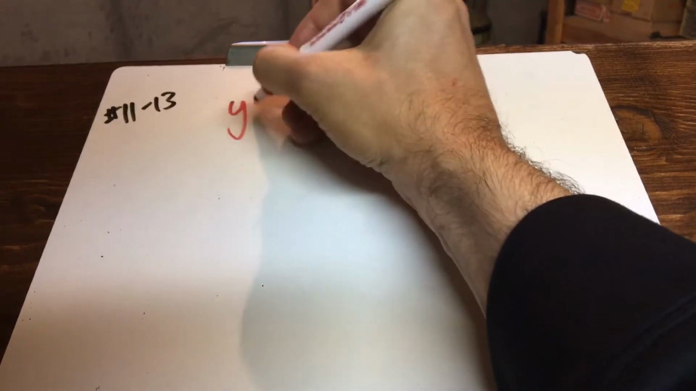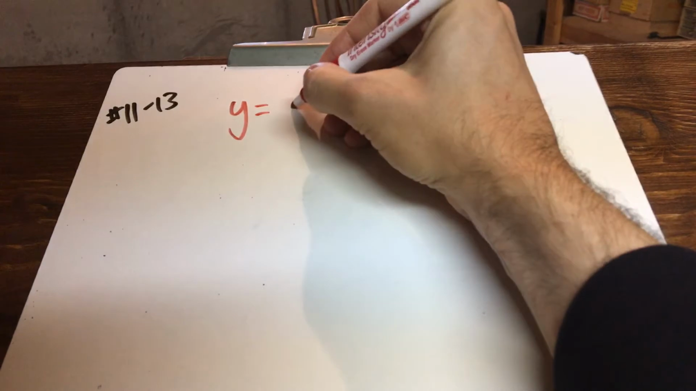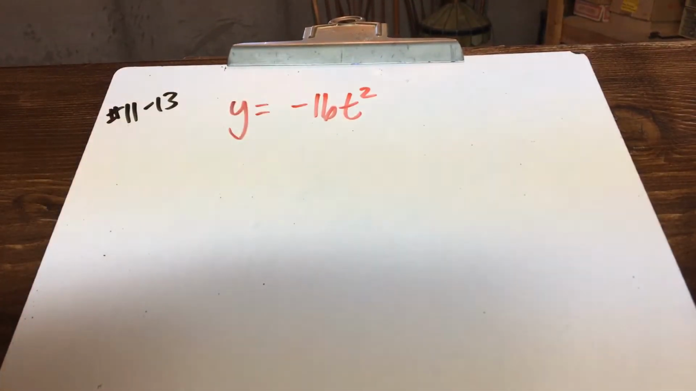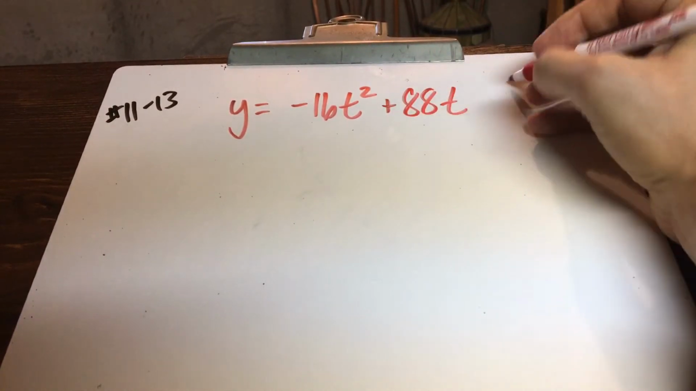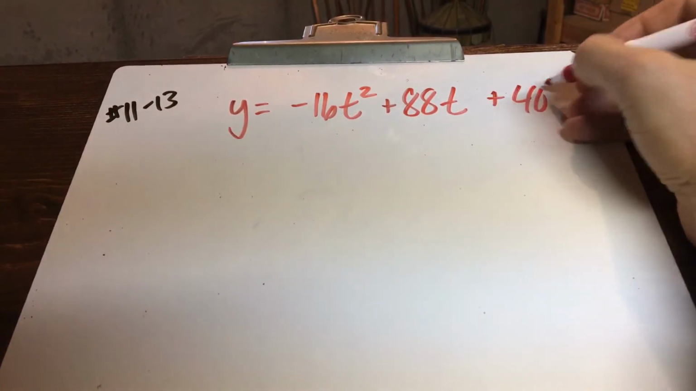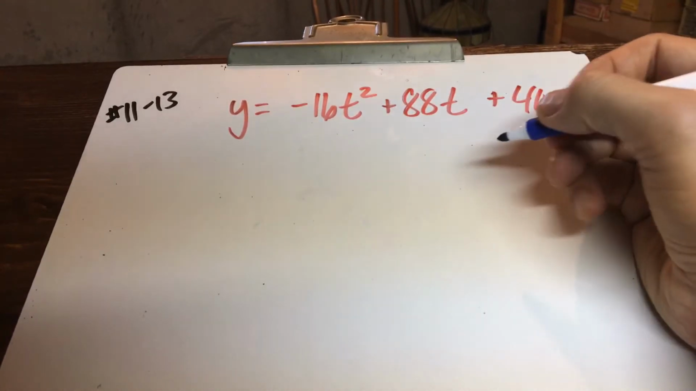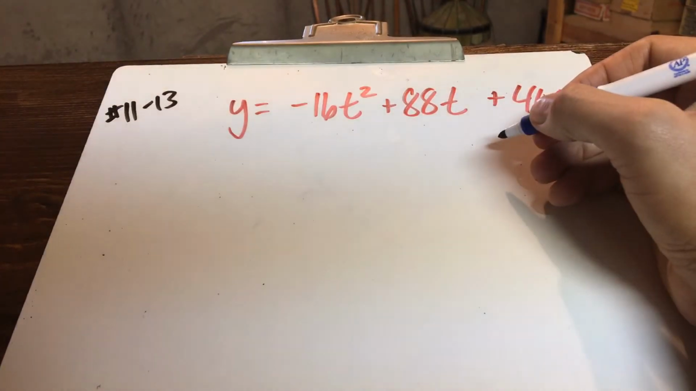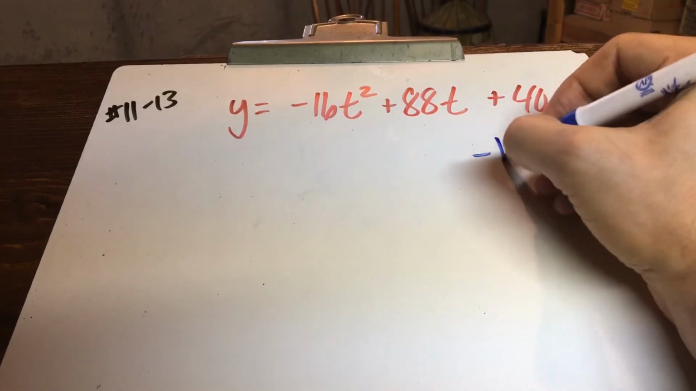Here's the formula that models the graph, or the height of the pumpkin after it was shot up into the air. Something like this. I don't know. Then there's always some number at the end. It doesn't really matter. And it's going to ask you, hey, how high did the pumpkin get? Or how long did it take the pumpkin to reach its maximum height?